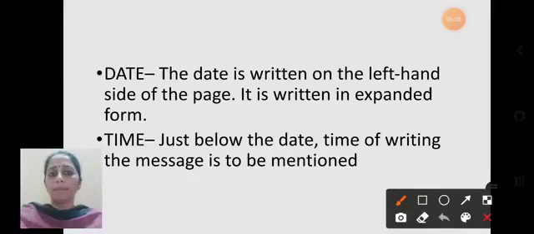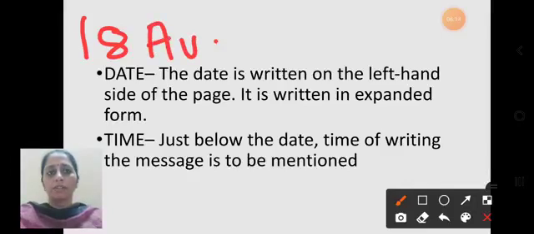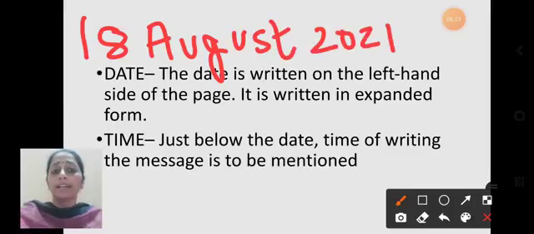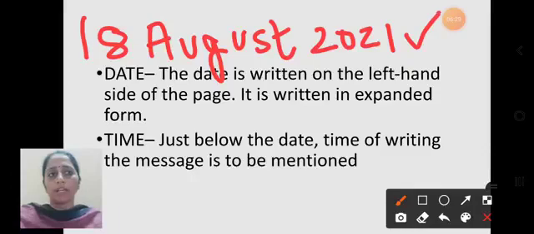Now, what do you understand by expanded form? You will write down 18th August 2021. This is called the expanded form of writing date. So, this is the only correct way of writing the date. Anything apart from this will be considered incorrect.